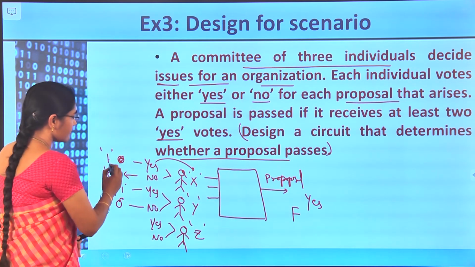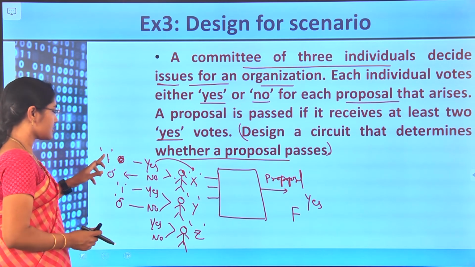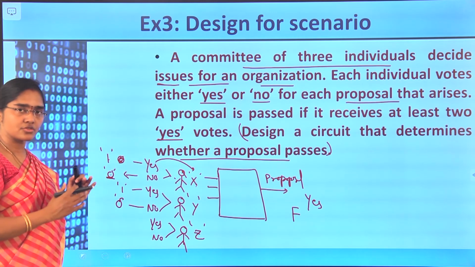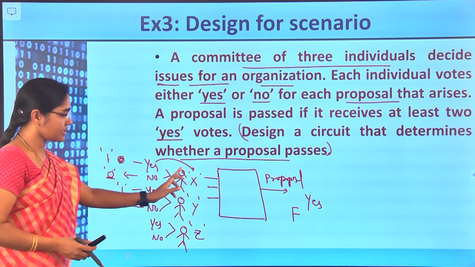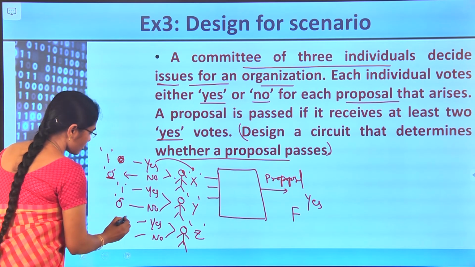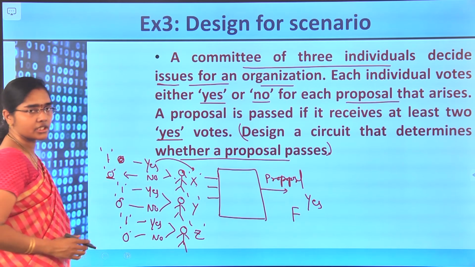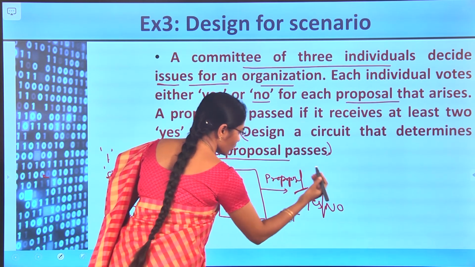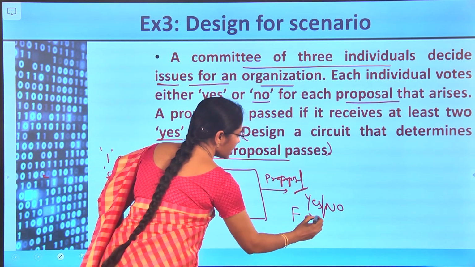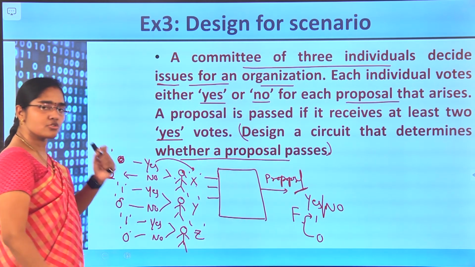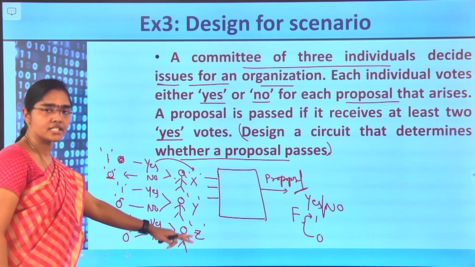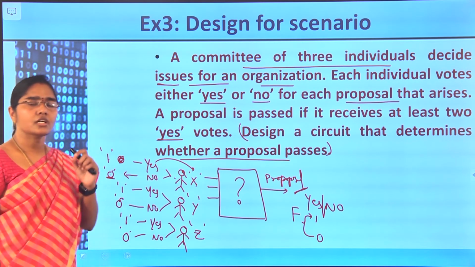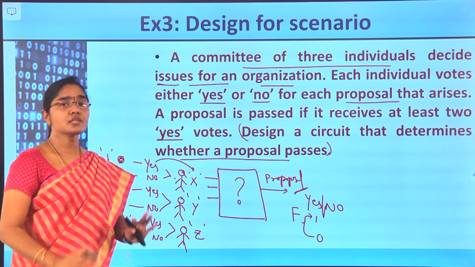Taking the x value as either 1 or 0, that means if this person says yes, then consider that as 1, and if this person says no, consider that as 0 like that. So, x, y or z may be either 0 or 1 based on the vote of the individual. And similarly, the proposal value is also going to become yes or no. That means the f value is also going to be either 0 or 1 based on the values of x, y, z. So, now to get that we need to design a circuit.